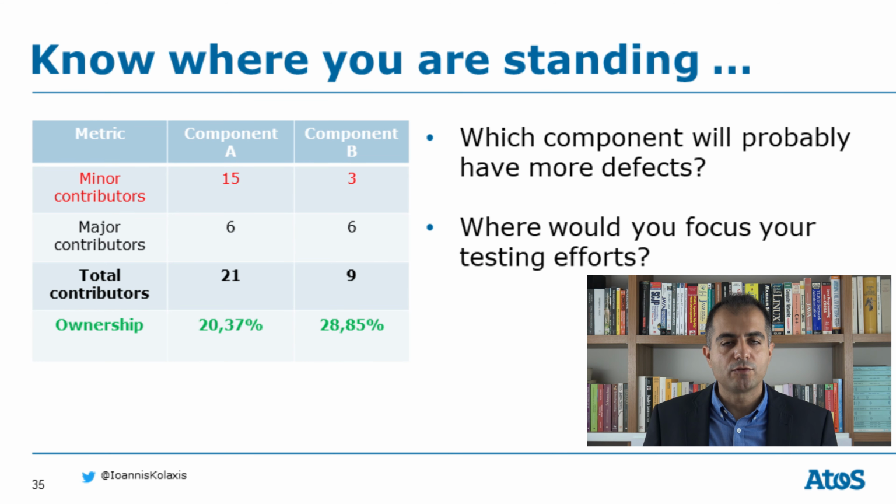But when we put the data from these two components side by side and compare them, let's have a look. Clearly, component A has more minor contributors, 15 versus 3. Component A and B have the same number of major contributors. And component A has a smaller ownership compared to component B. So if you had these two components in your application, which one would have more defects? Where would you focus your testing efforts?